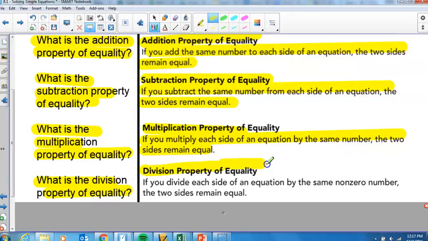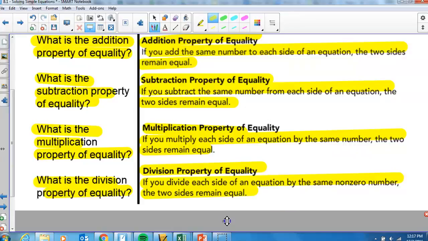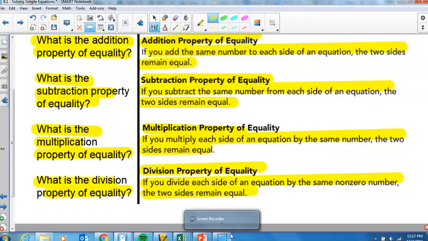The division property of equality states if you divide each side of an equation by a non-zero number, that means some number other than 0, the two sides remain equal. And the reason we say a non-zero number is because you cannot divide a number by 0. We talked at the beginning of the year that represents something that is called undefined. So again, pause the video if you need to so you can copy everything down and then move on to the next slide.